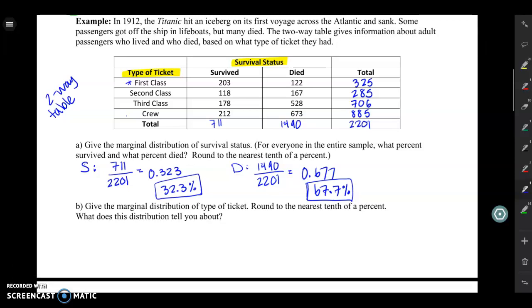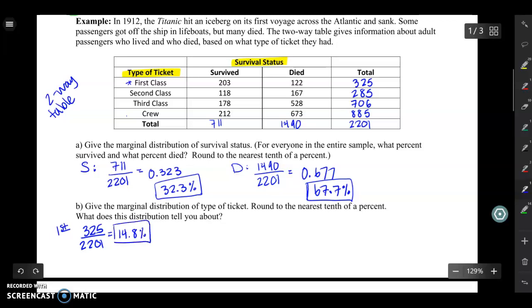Okay, let's look at the next question, which is giving the marginal distribution of the type of ticket. We're doing the same thing, but now we want to know how many people were in first class. So we know that there was a total of 325 people in first class, and there was a total of 2,201 people total on the Titanic. When we divide those two, that's going to tell us what percent of the total number of people were in first class. I'm just going to write this as a percent. Hopefully you guys are feeling comfortable converting decimals to percents. So 14.8% of the people were in first class.